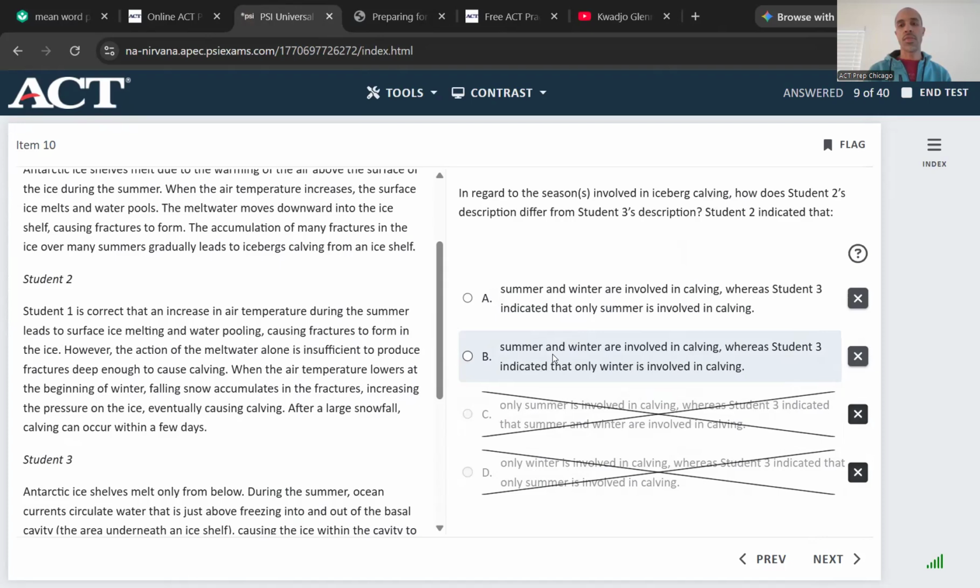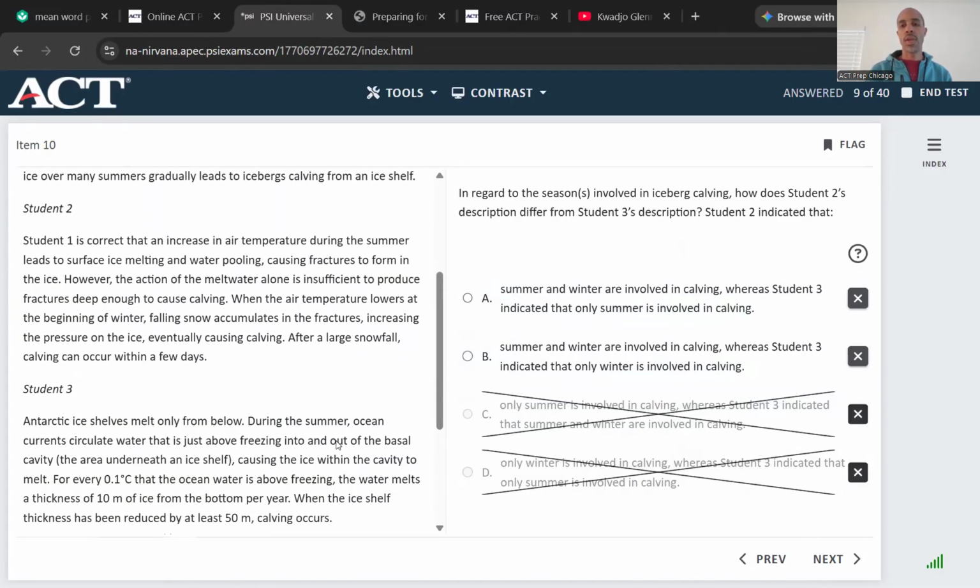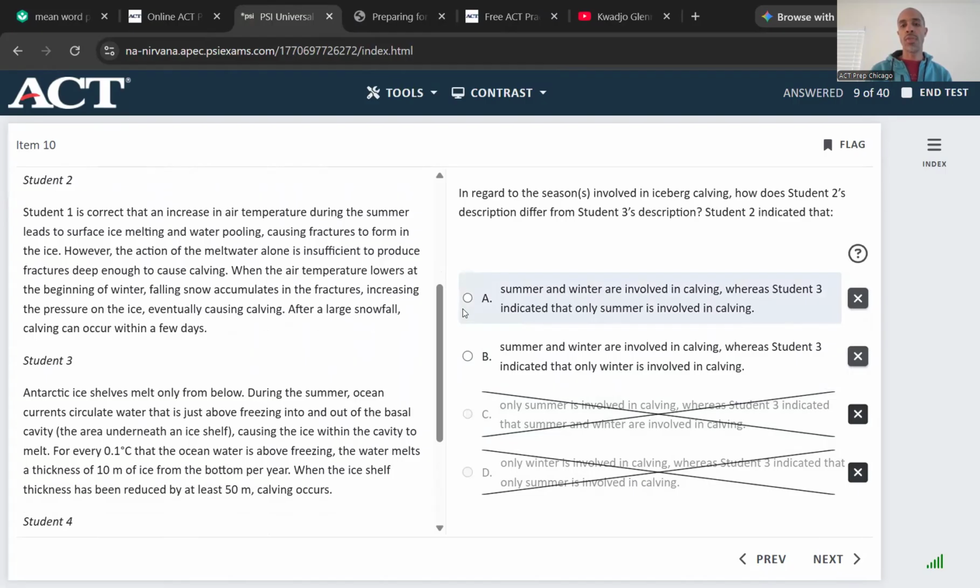So now we got to look at student three. Did student three indicate that only summer was involved, and that only winter is involved? I think student three indicated only summer was involved. The warming of the water below causes the fractures. Right, just above freezing. That's what they say. The water melts, right? So it's just that one. Very good.